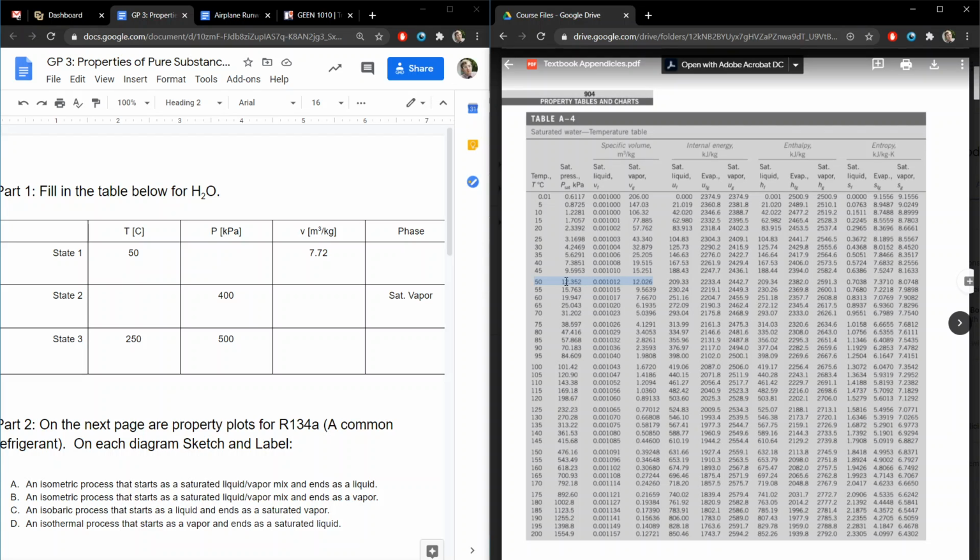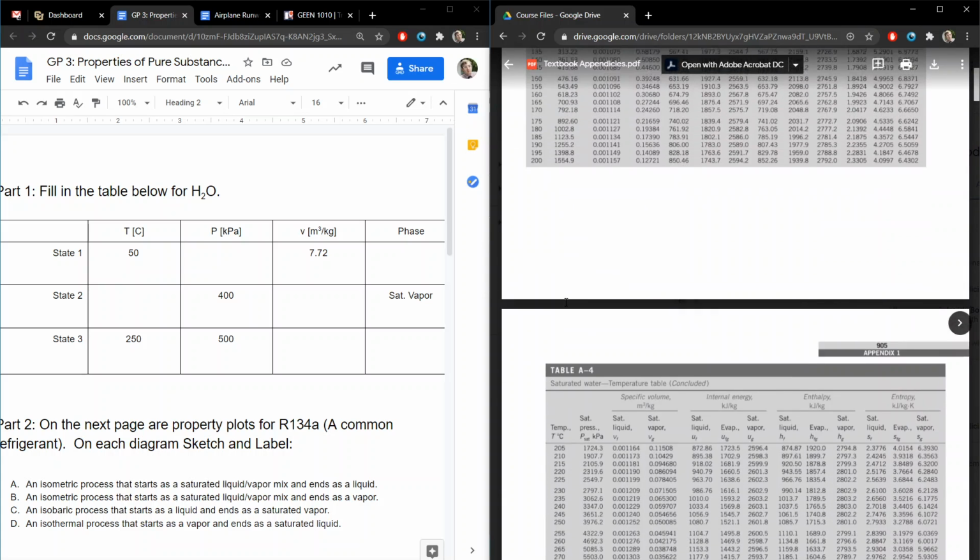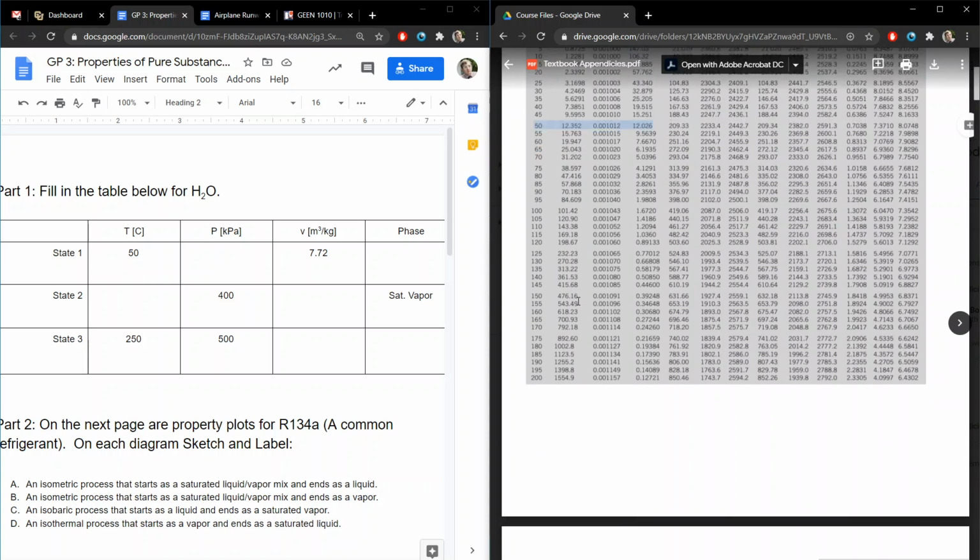And so I don't need to do any interpolation or anything. All I need to do for the pressure is report that, 12.352, because inside the dome, pressure and temperature are not independent. They're dependent on each other. For any temperature inside the dome, there's a corresponding pressure, and those are exact. And if I scroll over to this other table, we can see the same thing, 12.352.